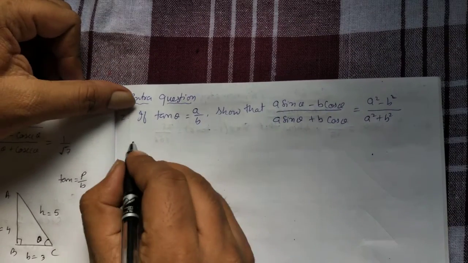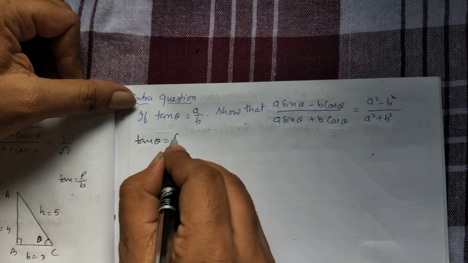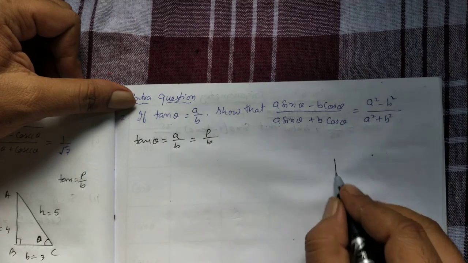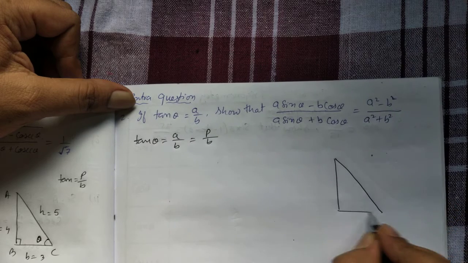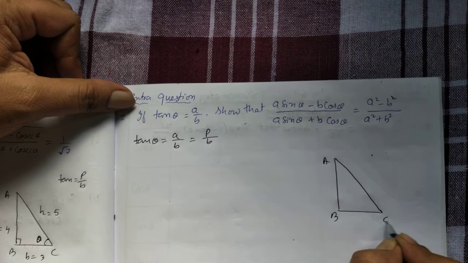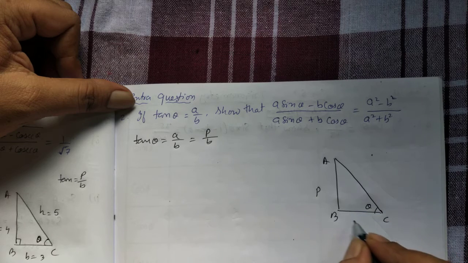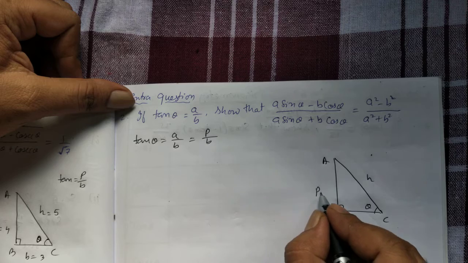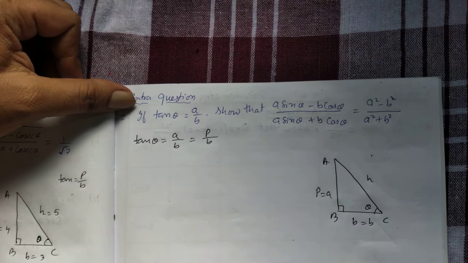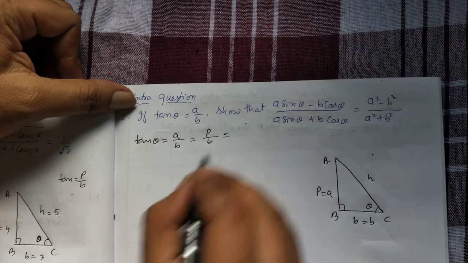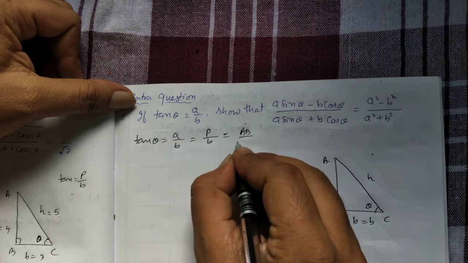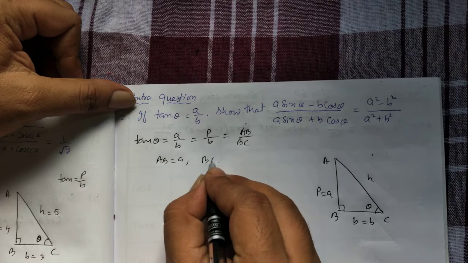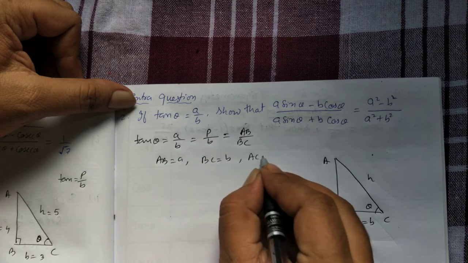Here, tan theta is given as A by B. Tan is "turn permanently black". If I draw a diagram, A, B, C, let us put theta here, P, B, H. Opposite to theta is perpendicular. So this is your A, this is your B. So AB by BC. So AB is A, BC is B, AC is missing.